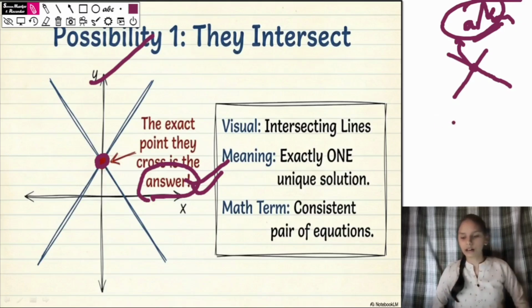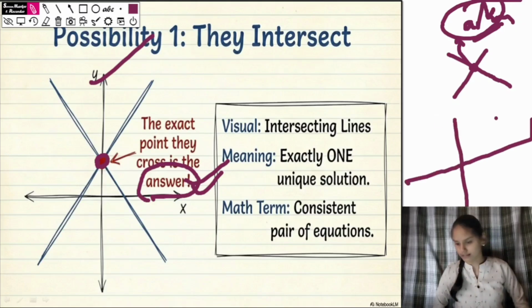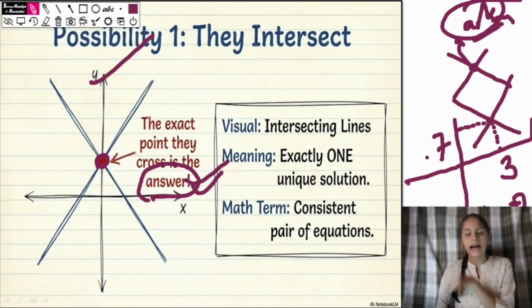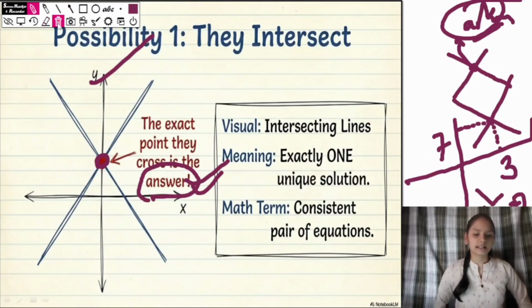Means you have a graph sheet like this, and you got one line like this and one line like this. This is your answer. Make a dotted line here as well as here. For example, maybe you have got 3 here and 7 here. So your answer will be (3, 7). This is the point, and this is how you write the answer, in terms of coordinates.